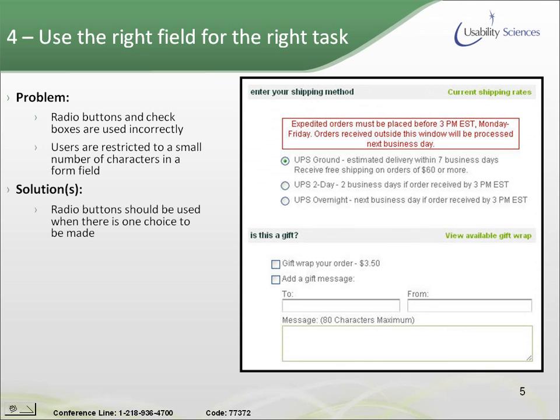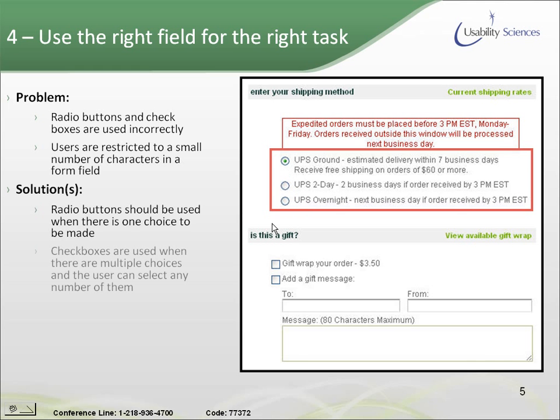Solution. General rule of thumb when it comes to radio buttons, only use those when there is one choice to be made. So here's an example from the Body Shop where they talk about the shipping method. They use radio buttons to denote the shipping method, and I don't believe they're automatically selected either. I think I clicked on this one to show you what the radio button looked like. You can only pick one of these. You can have ground, 2-day, or overnight. You cannot have all 3 or 2 of them, and you have to have one of them. So that's a great use of radio buttons.